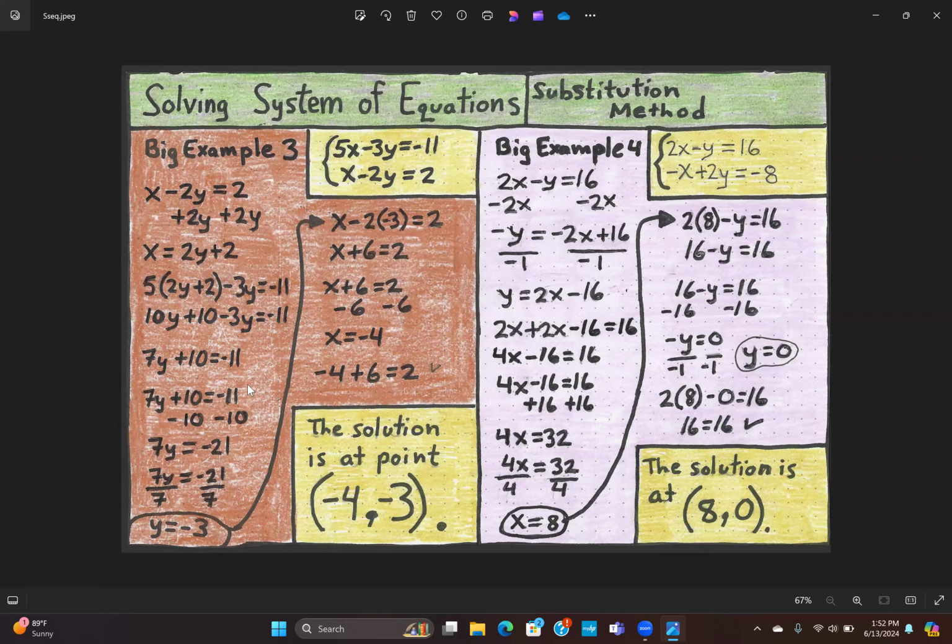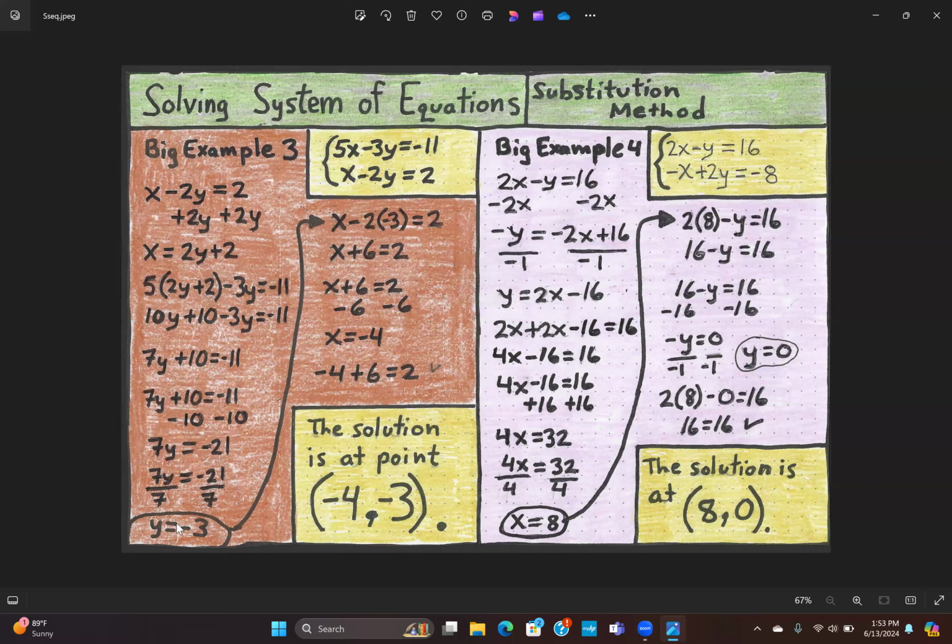In order to get variables on one side and numbers on the other side, we're going to have to subtract 10 from both sides. And now guess what? We have 7y is equal to negative 21. That begs a question: what number times 7 will give us negative 21? I understand that you may not have that answer right now because you're doing a lot of algebra and your mind is catching up. But if that happens, just divide both sides by 7, and you will find that y is equal to negative 3. Yay, we got one of the variables out of the way.